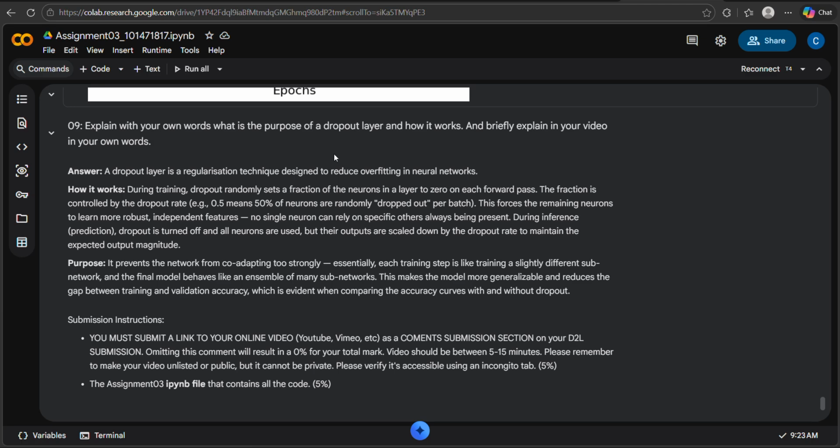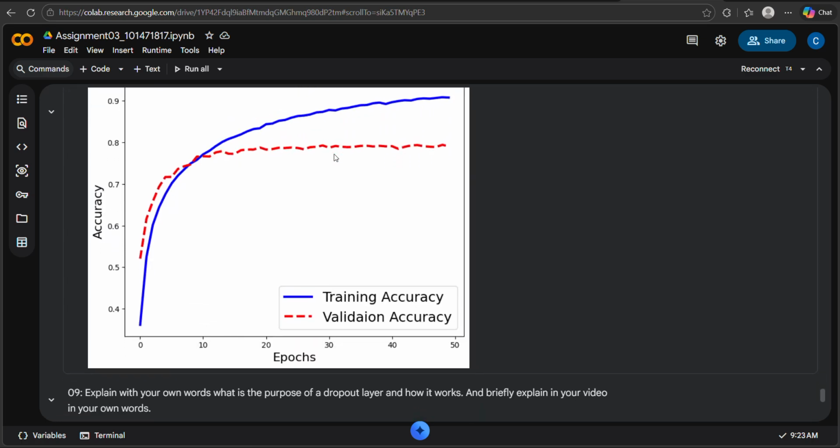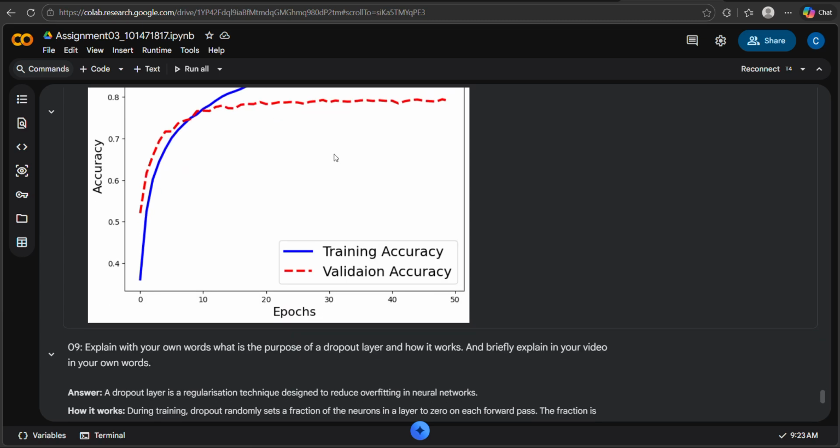During inference, when you're actually making predictions, dropout is turned off and all neurons are active. Their outputs are scaled to account for the ones that were dropped during training. When you look at the accuracy curves with dropout, the gap between training and validation accuracy is noticeably smaller. The model is still learning, but it's overfitting less.